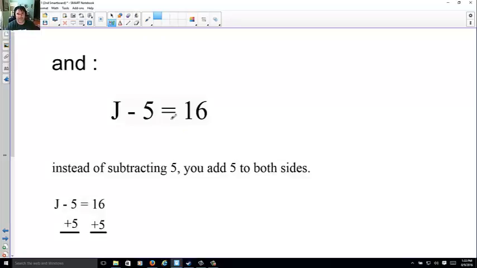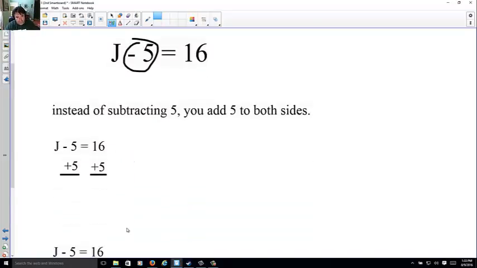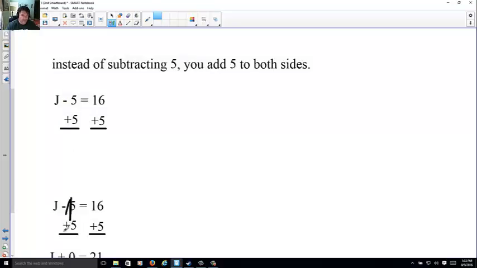Now j minus 5 equals 16. So all you have to do, instead of minus 5, we're going to add 5. But if you add 5 to one side, add 5 to the other. So plus 5, and that gets rid of that, so that goes away.